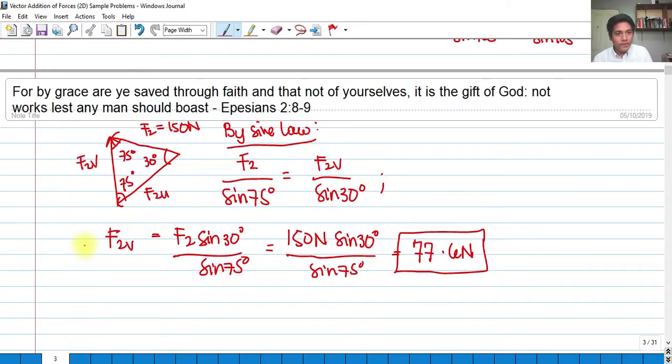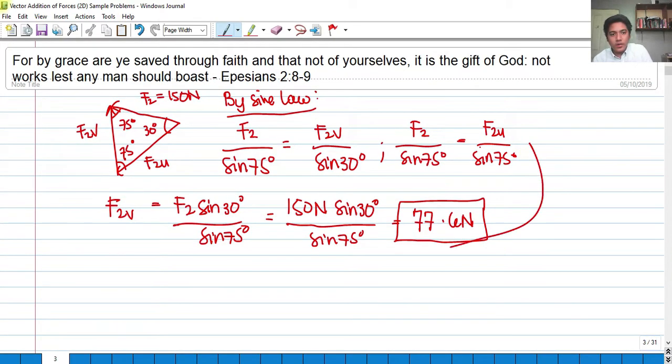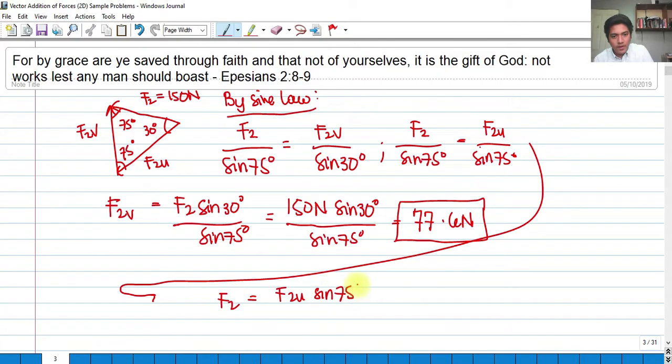Okay, how do we get F2U? The same principle. F2 over sine 75 degrees is equal now to F2U. Here is our F2, F2U. The angle opposite to this is 75, so this should be sine 75 degrees also. And as you can see here, we're going to write this: F2 is now equal to F2U sine 75 degrees over sine 75 degrees.